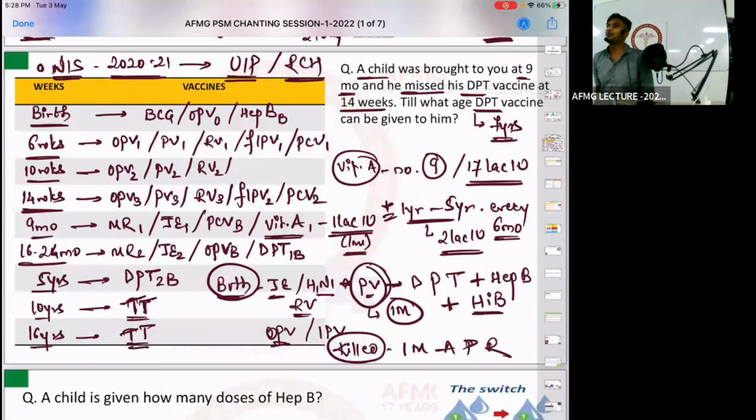Oral polio vaccine maximum can be given up till 5 years. I modify my question. Maximum time till which zero dose of OPV can be given is 15 days. So up to 15 days. So maximum time till which zero dose of OPV can be given is 15 days.